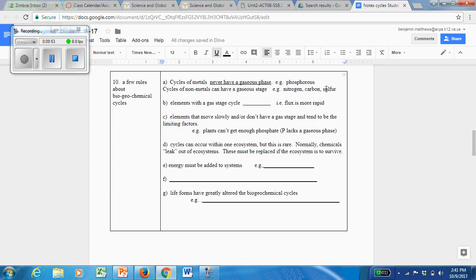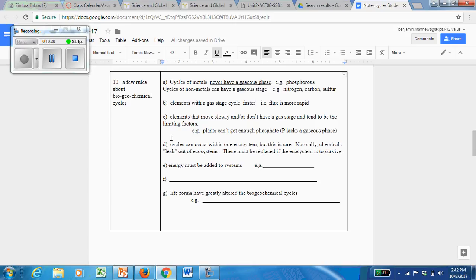Elements with a gas stage cycle, their flux is a little faster. They cycle faster through. So phosphorus is a little slower to flux all the way through the atmosphere, soil and land, and the oceans. Third one, elements that move slowly and don't have a gas stage tend to be limiting factors. For instance, plants can't get enough phosphate, all right, because it lacks the gaseous phase. You're very limited in where you can actually access phosphorus. So that's something to keep in mind.